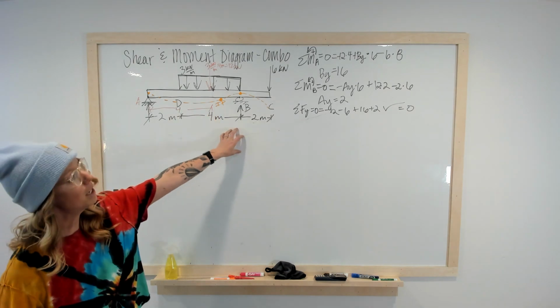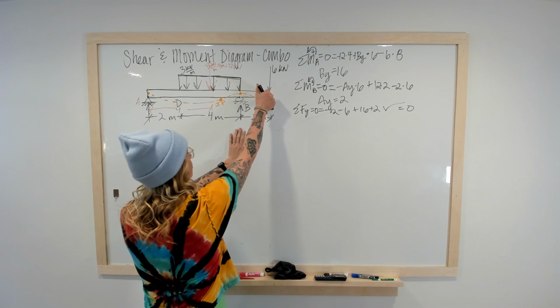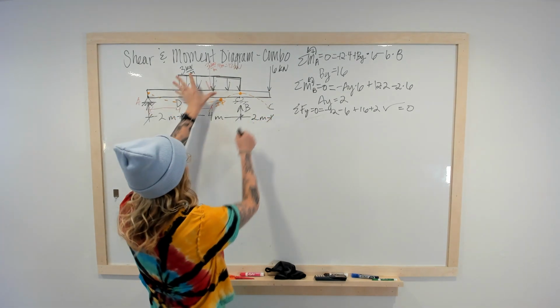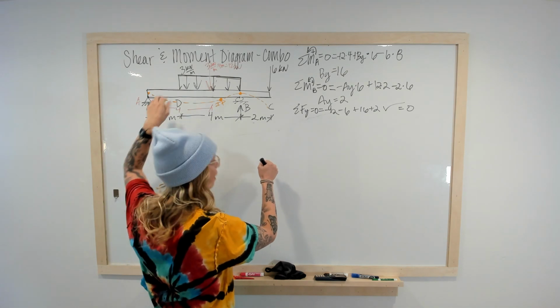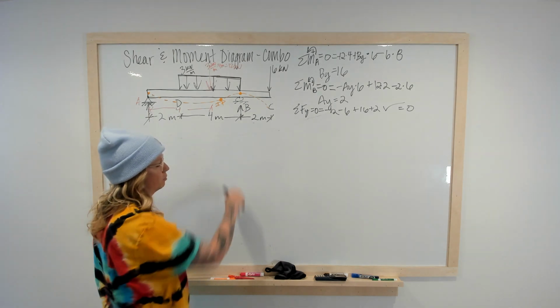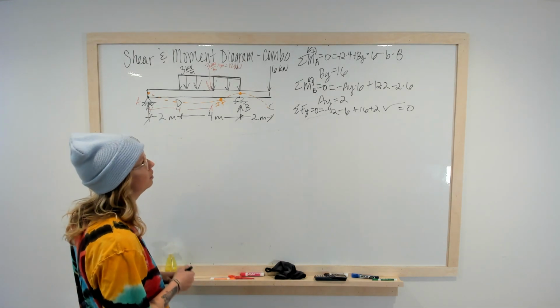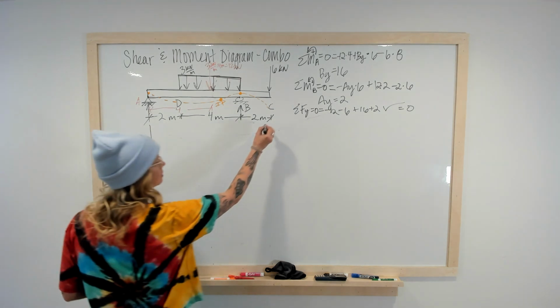Now, BY is much larger than AY, and that makes sense because this load over here is cranking, which without that distributed load, AY would actually flip around and be holding down. But because of the distributed load there, it is still doing something. But B is taking the brunt of this load. Okay, so let's draw our shear and moment diagrams.